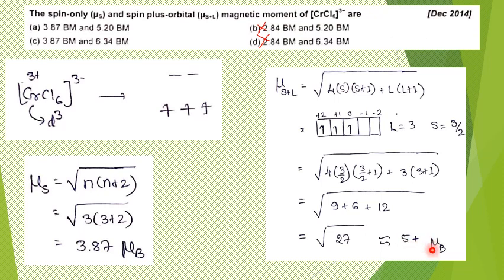Now if you look at the corresponding options, option A you can find there, whereas option B is 6.34, which is not possible. If this had been 36 or more than 36, then we could have thought of this, but if you do the correct calculation, root 27 can be 5.20. Therefore, the correct answer for this question cannot be option C, and it should be option A. Right. Let us go to the next question.